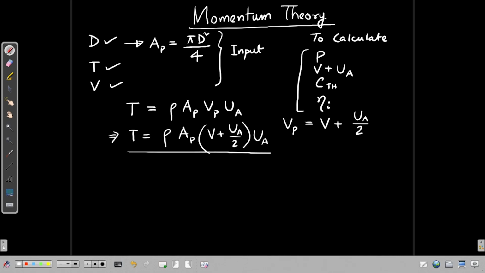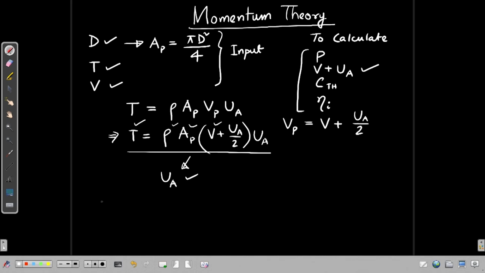Now, in this particular equation, thrust is known and on the right hand side all the terms except UA are known. So, when we put the values, we will have a quadratic equation with UA as the unknown and we can solve for UA. So, this gives the value of UA. From this we can now get V plus UA as the velocity far astern because V was already known. So, this solves one part of the problem.